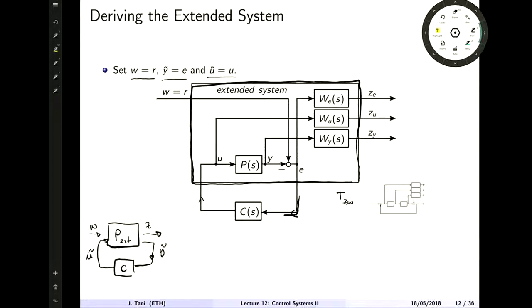I see one confused face, so probably there are others because you are correlated. No? Okay, no questions? Okay.